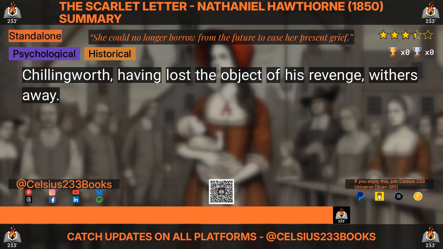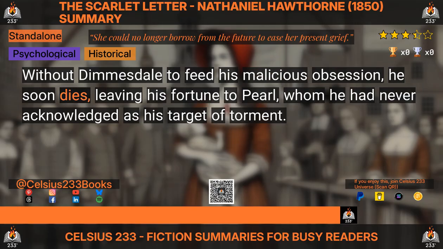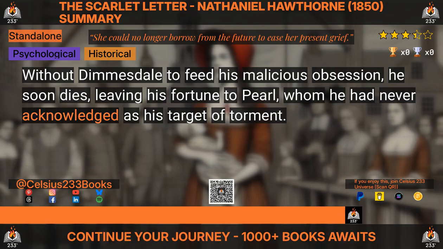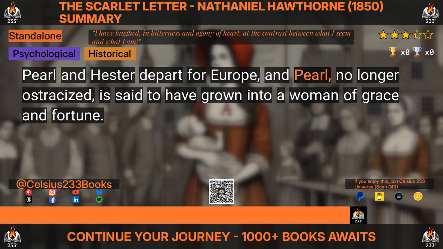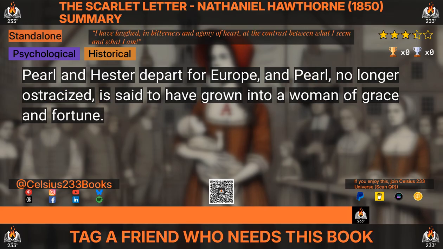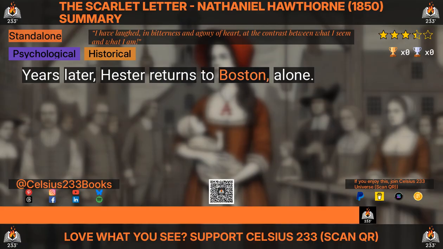Chillingworth, having lost the object of his revenge, withers away. Without Dimmesdale to feed his malicious obsession, he soon dies, leaving his fortune to Pearl, whom he had never acknowledged as his target of torment. Pearl and Hester depart for Europe, and Pearl, no longer ostracized, is said to have grown into a woman of grace and fortune. Years later, Hester returns to Boston, alone.